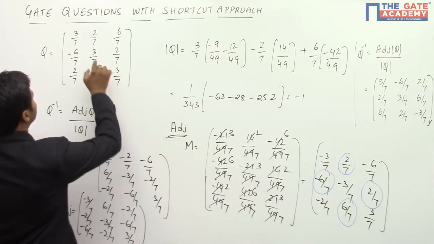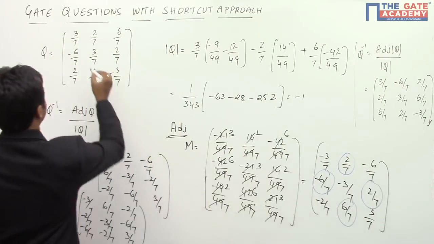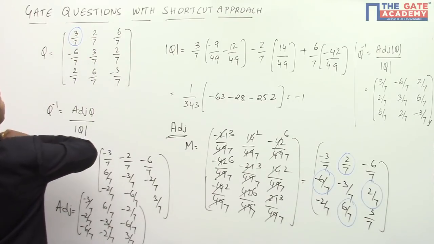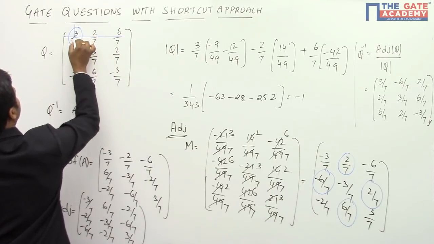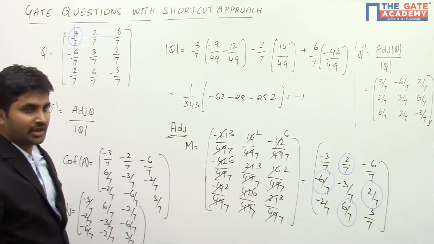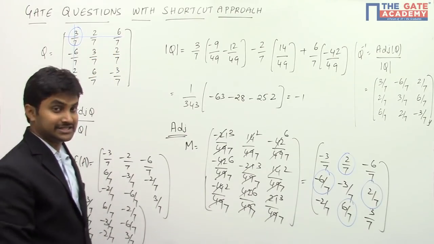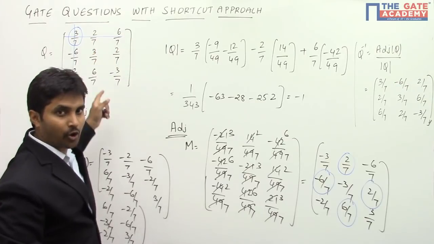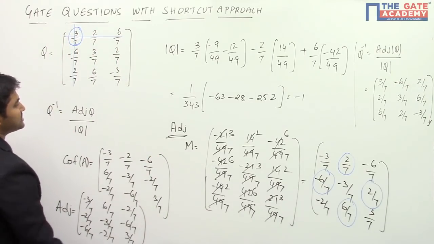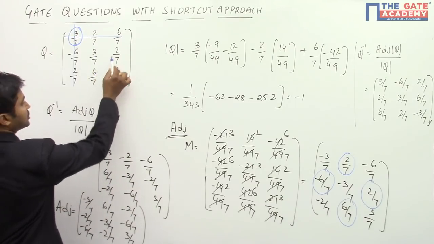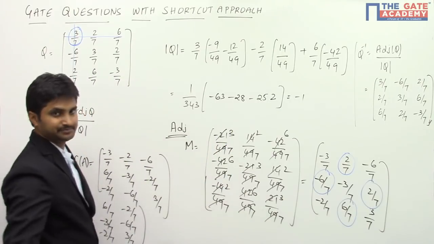How to find the minor of a particular element? For any element that you consider, for example, if I want to find the minor of this element, I don't want to consider the row and the column to which it belongs. I will cancel them out. The determinant of the submatrix resulting after cancelling the row and column is what we call the minor of this element. Which is equal to minus 9 minus 12, which is minus 21 by 49, which is minus 3 by 7.